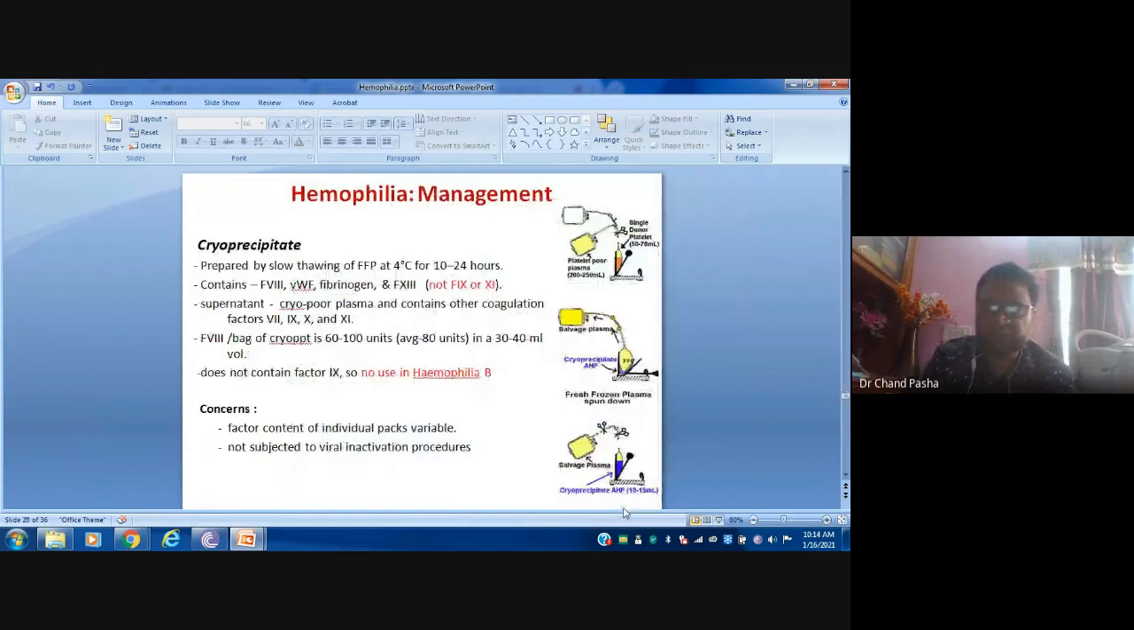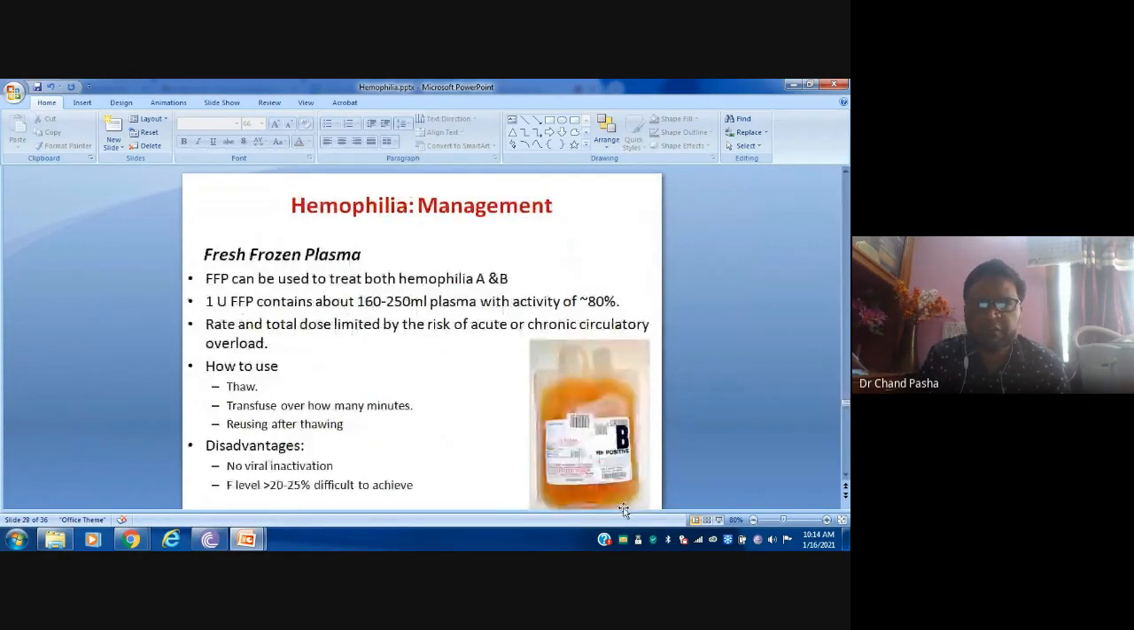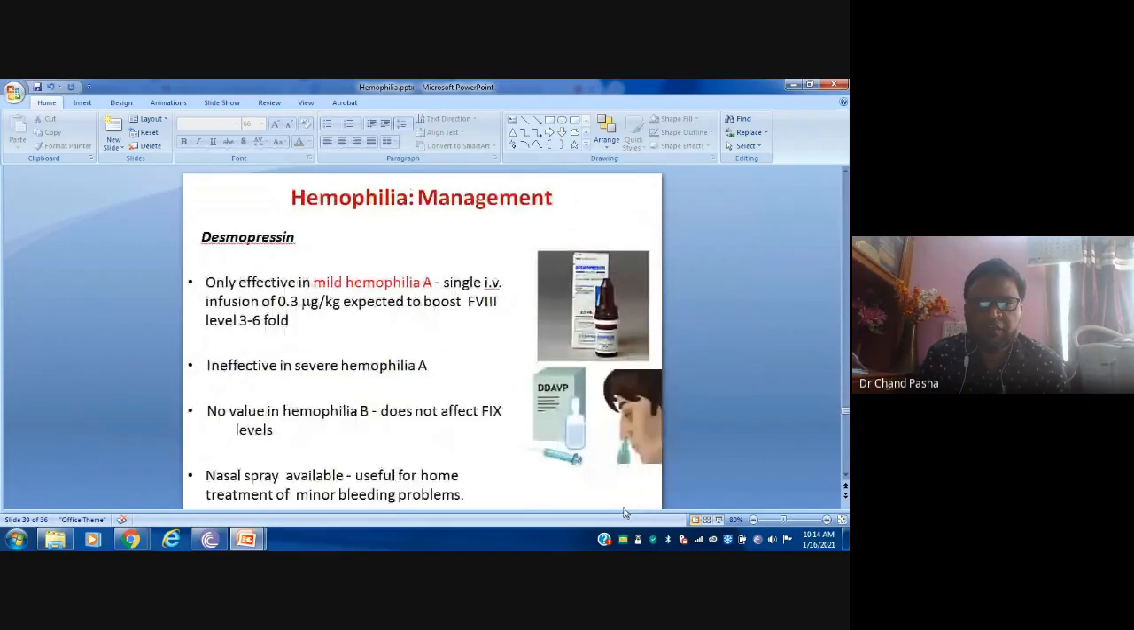Cryopreservative forms of these clotting factors: the plasma is collected and precipitated at low temperature, and that is used in emergencies. This is frozen plasma. And desmopressin. Desmopressin is used only in mild hemophilia A condition, where factor 8 is deficient.